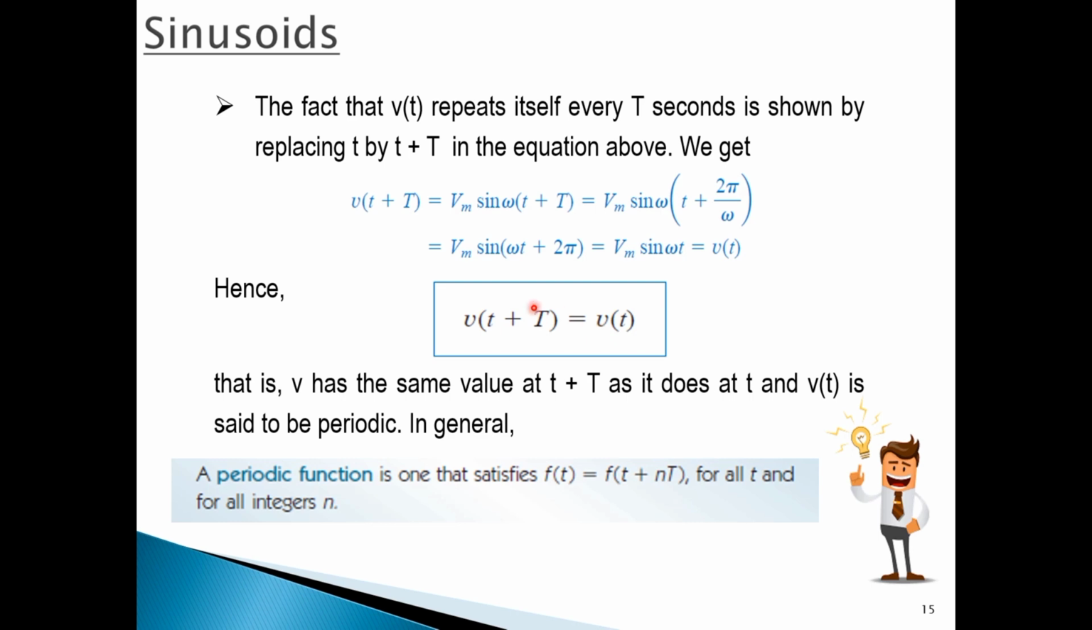So this is just the mathematical representation of how the value of v of t is the same every T seconds. And so v has the same value at t plus T as it does at t, and v of t is said to be periodic. In general, a periodic function is one that satisfies f of t equals f of t plus nT for all t and for all integers n.